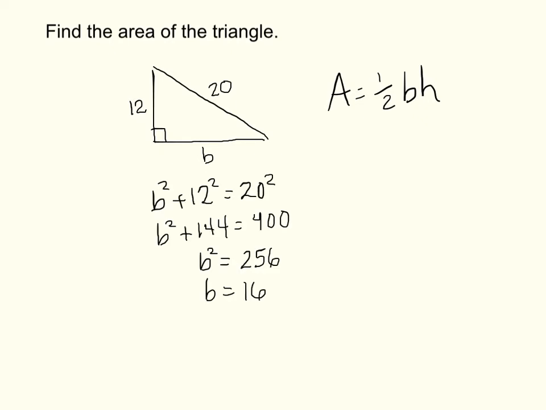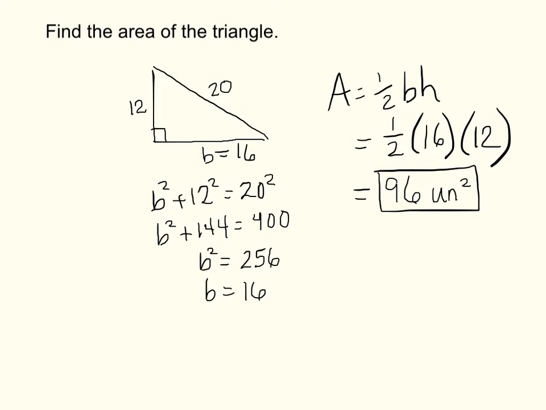I have my a squared plus my b squared equals my c squared. Once I solve, I find that the base is 16. So now I can put the base equals 16 here, and I can now plug in what I need to find for my area formula. 1/2 times 16 times 12. And that equals 96 units squared, and there we have the area of the triangle.